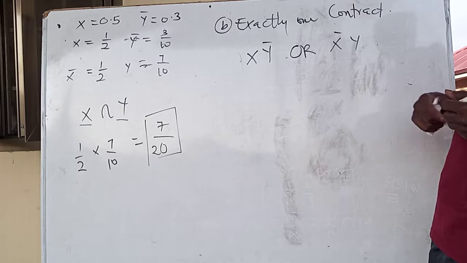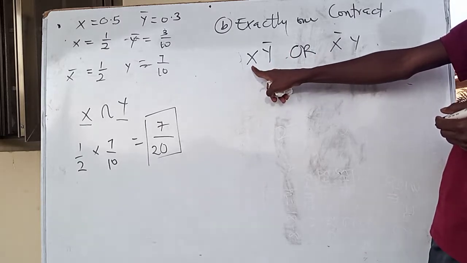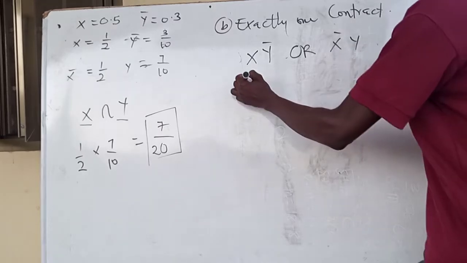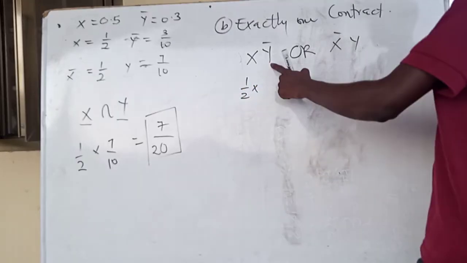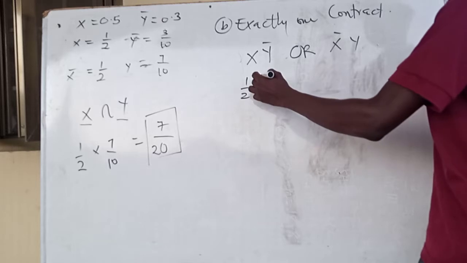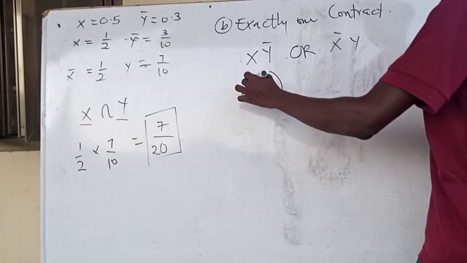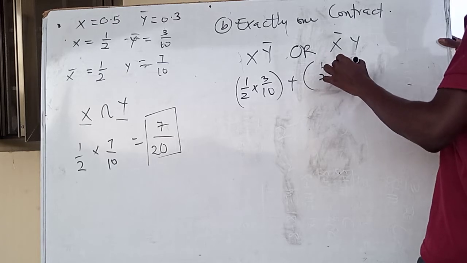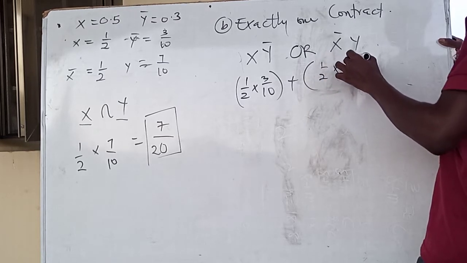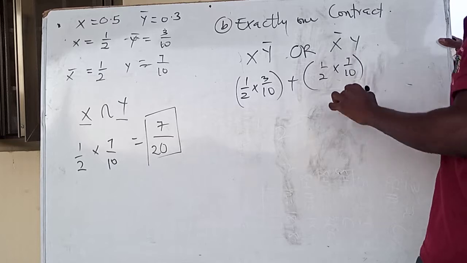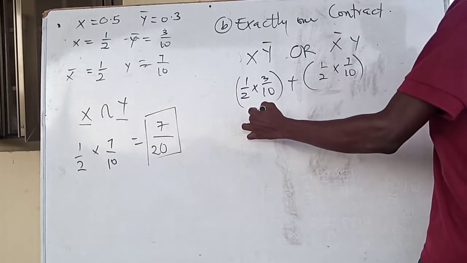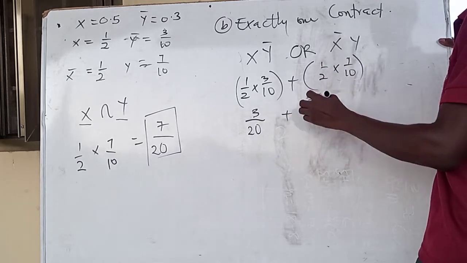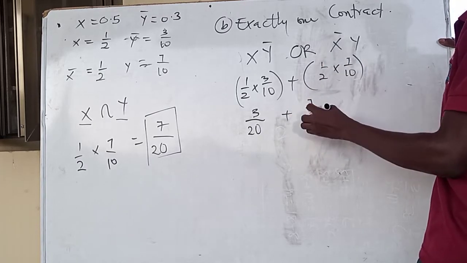How are you going to do it? Yes, so X is what? 1/2. Good. So 1/2 times 3/10, or 1/2 times what? 7/10. Good. So 1 times 3 is 3. 2 times 10 is 20. 1 times 7 is 7. 2 times 10 is 20.